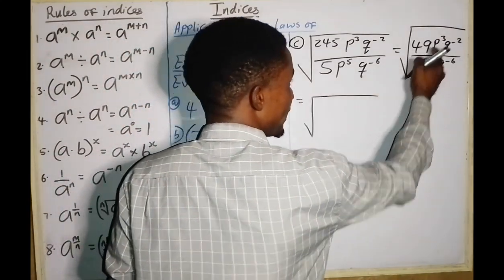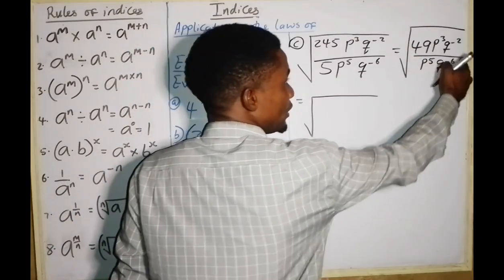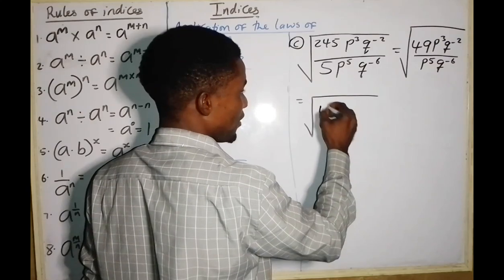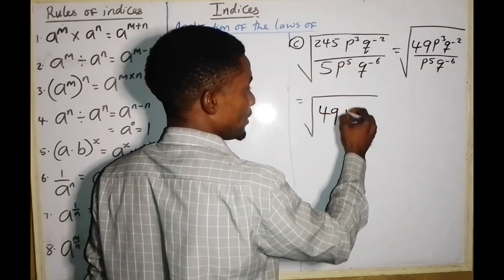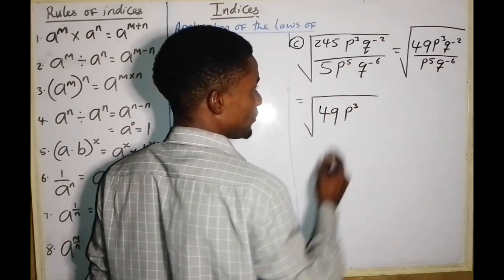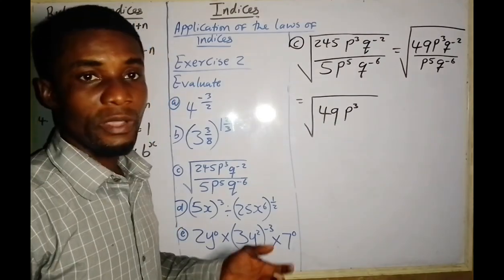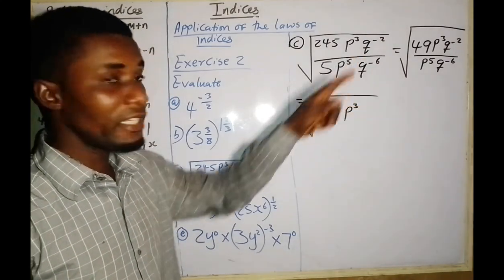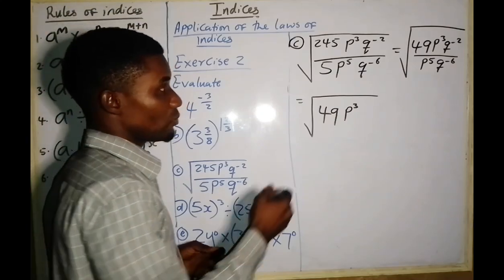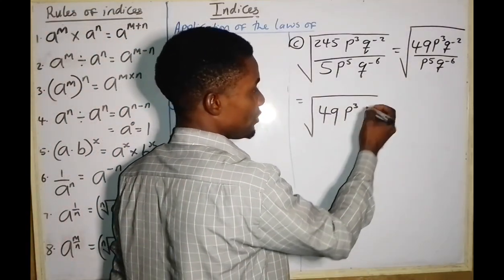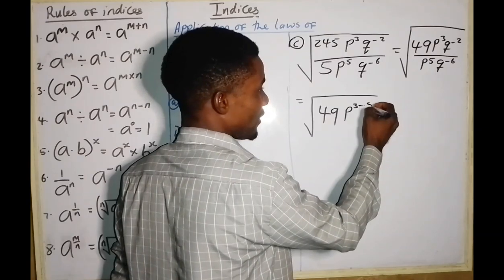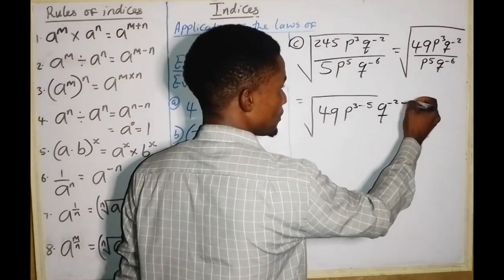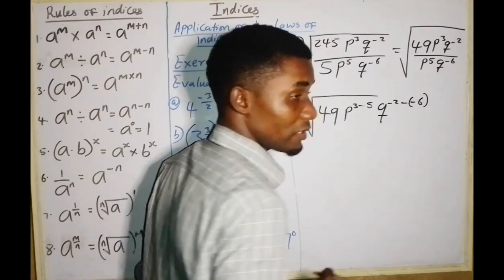We need to consider this division sign given here. So let's make use of the division sign. So we have 49 p raised to the power of 3. Now we have a division sign. If you are to apply the division law of indices, the sign of the index is going to change to minus. So let's subtract the indices now. So p raised to the power of 3 minus 5, q raised to the power of minus 2 minus minus 6. Let's put this minus in brackets.